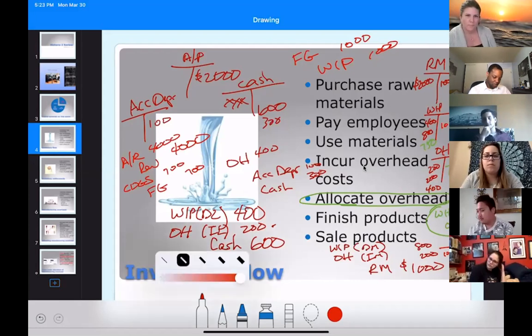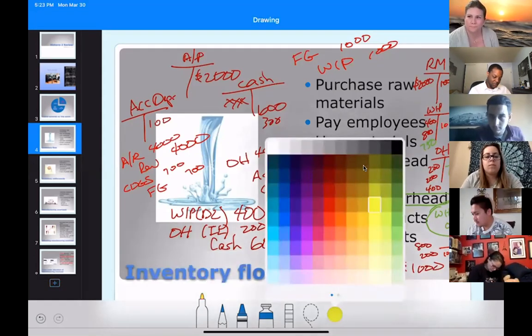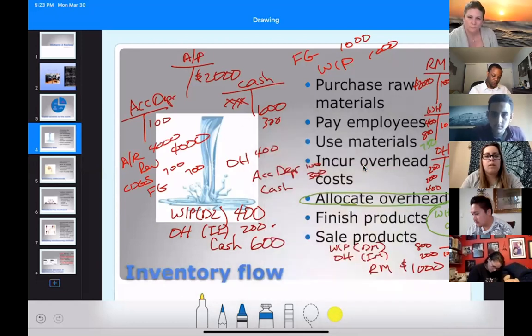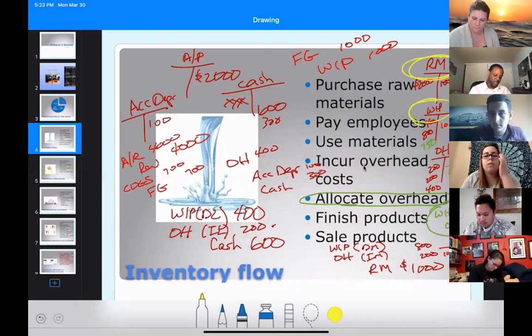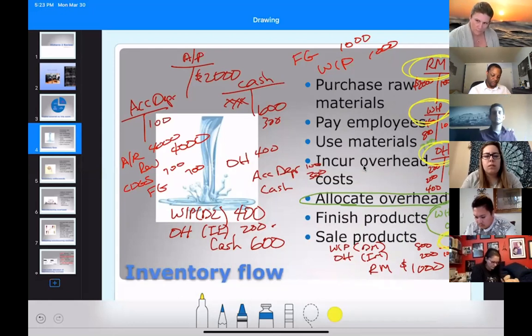I want to point your attention to, because you'll see this on the next slide, right? There's three different inventory accounts. This is the inventory account, raw materials. This is an inventory account, work in process. This is an inventory account, overhead. Okay. Those are all inventory accounts. I'm sorry, there's four inventory accounts. There's raw materials. There's work in process. The third inventory account is finished goods.